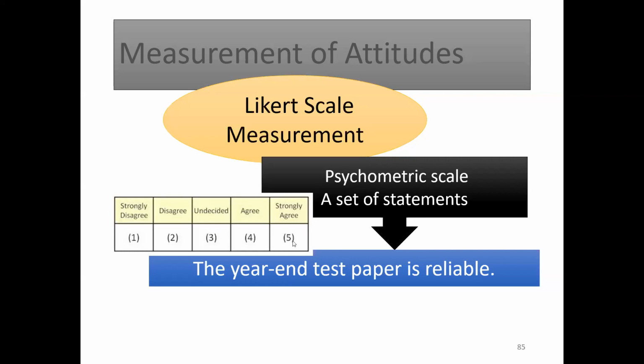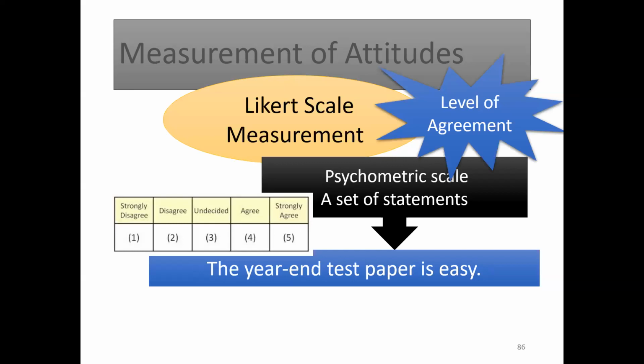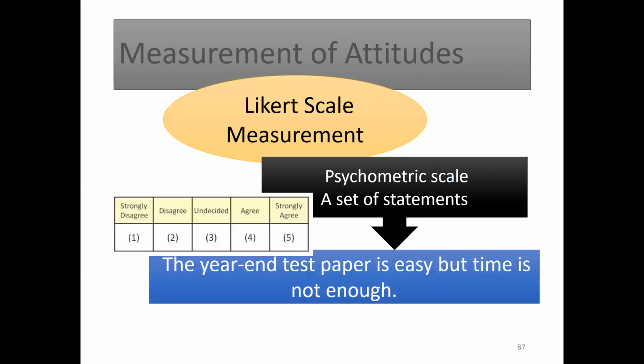This is the Likert scale question, so that we measure the level of agreement. Now, see another Likert scale question. The year-end test paper is easy, but time is not enough. Strongly agree, agree, undecided, disagree, strongly disagree. What is your comment about this question?